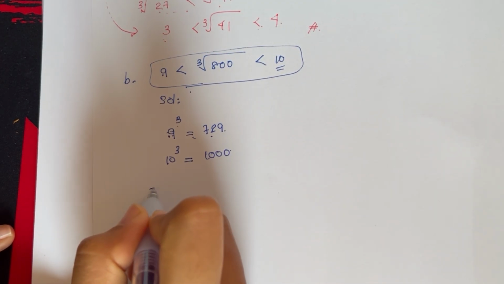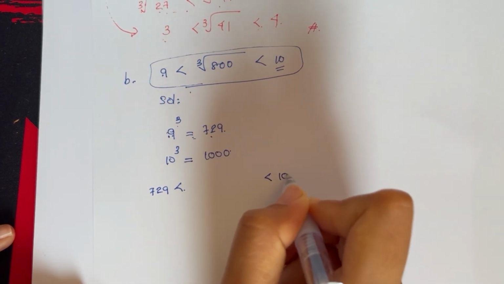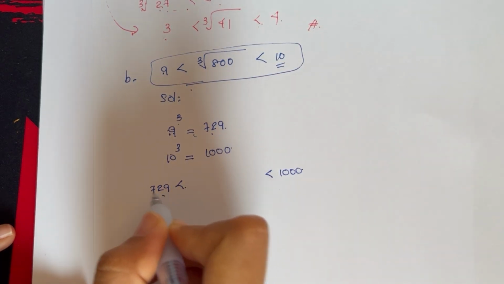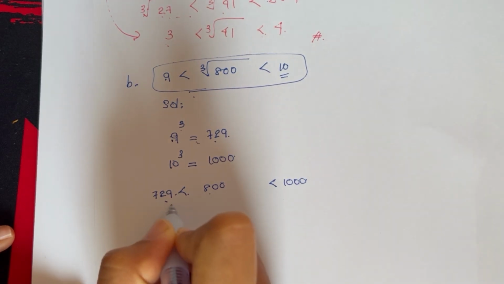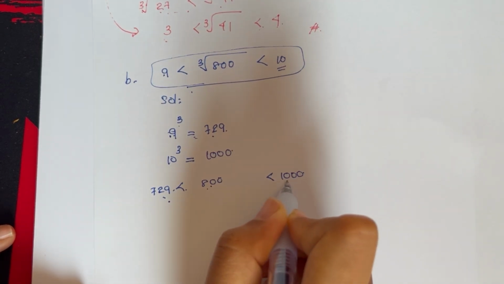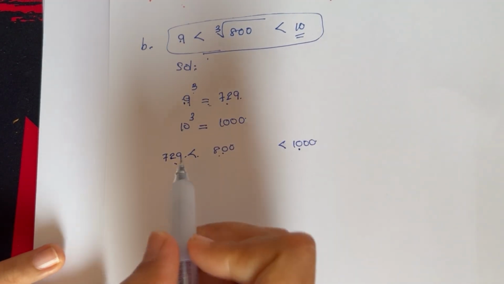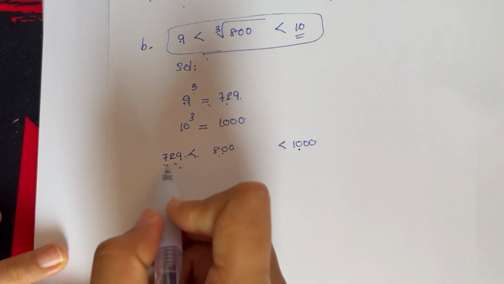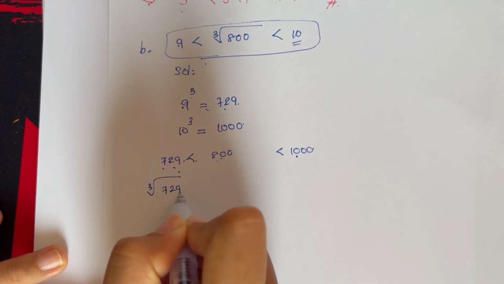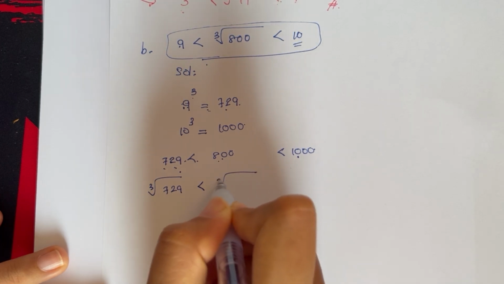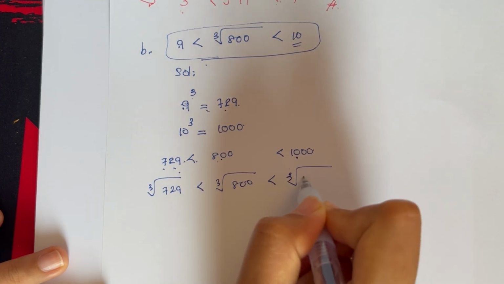So 729 is less than 1000, and also 729 is less than 800. This is correct. And 800 is also less than 1000. This is correct. So if I put the cube root to all of them, it's still correct. So the cube root of 729 less than the cube root of 800 less than the cube root of 1000.